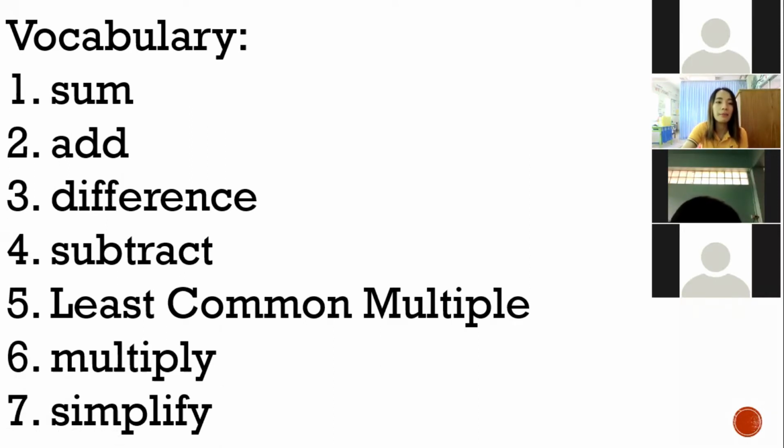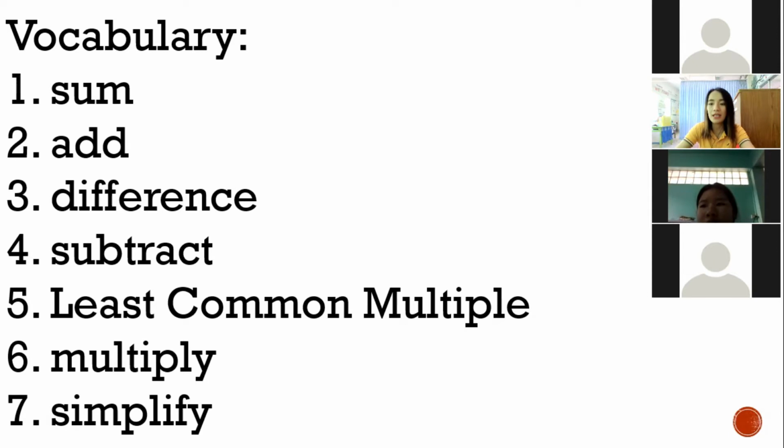I'll repeat again. 1, sum. 2, add. 3, difference. 4, subtract. 5, least common multiple. 6, multiply. And 7, simplify. So I will be calling some of you to read.